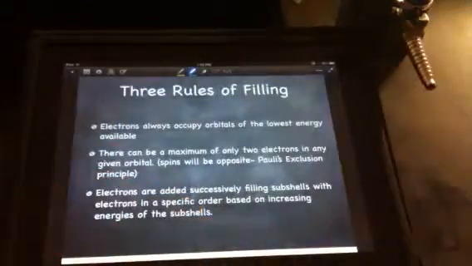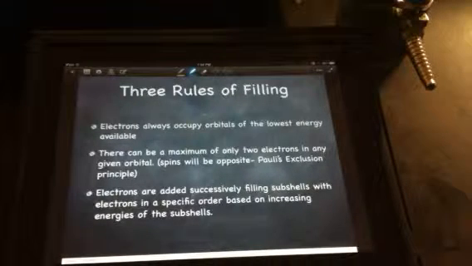Okay, so let's practice this a little bit. There are 3 rules when it comes to this. Electrons always occupy orbitals of the lowest energy available. There can only be a maximum of 2 electrons in any given orbital. The spins will be opposite, Pauli's exclusion principle. Electrons are added successively, filling subshells with electrons in specific order based on the increasing energies of the subshells.